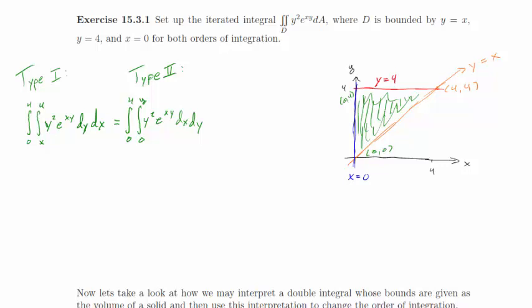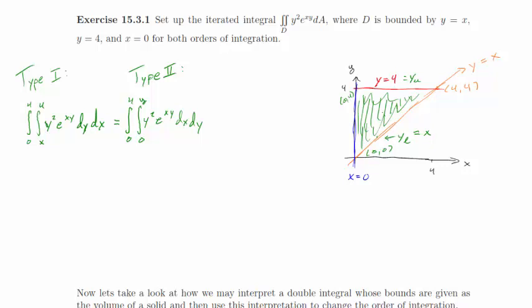And so if I'm integrating with respect to y first, that's my type 1. So if we're doing it in the y direction, the lower boundary here is y equals x, and this is my upper boundary, which is 4. So in the y direction I have the integral from x to 4 of y squared e to the xy dy, and then in the x direction we have x from 0 to 4. So from 0 to 4 in the x direction.